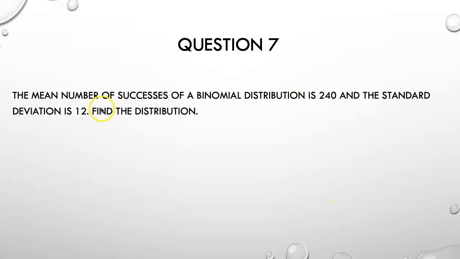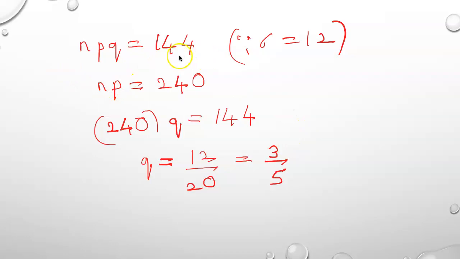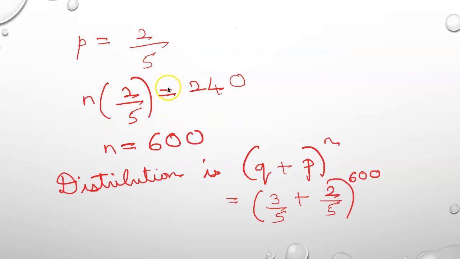Question 7. The mean number of successes of a binomial distribution is 240 and the standard deviation is 12. Find the distribution. So here npq is 144, because the standard deviation is 12, so variance is 144, and variance is npq. Mean is 240, so np is 240. Substituting here, we get 240 into q is 144, or q is 12 by 20, which is 3 by 5. So p is 2 by 5. Substituting for np equal to 240, I get n is 600.